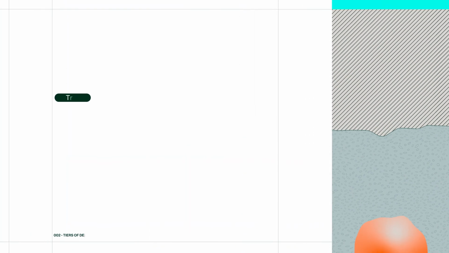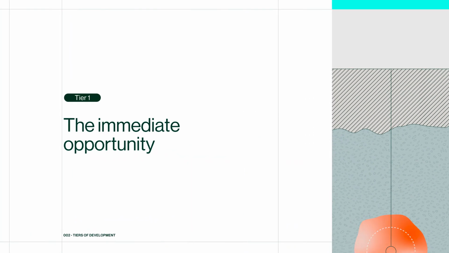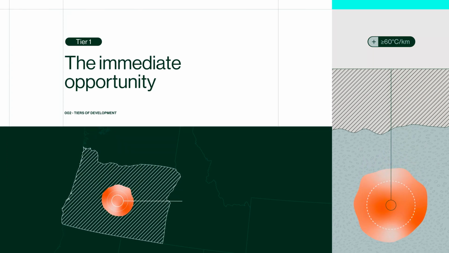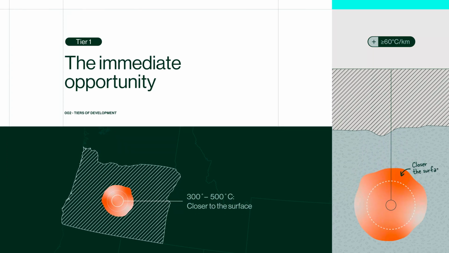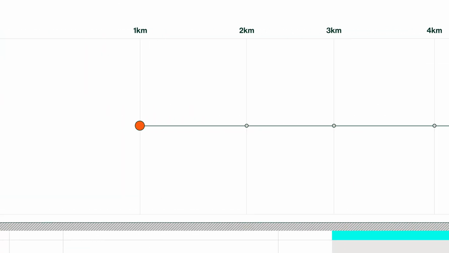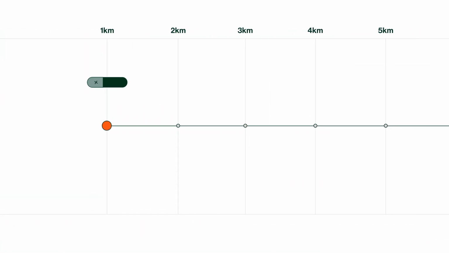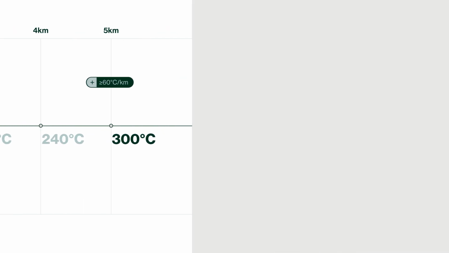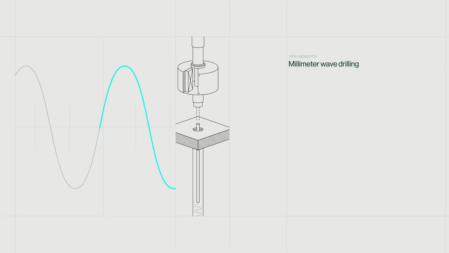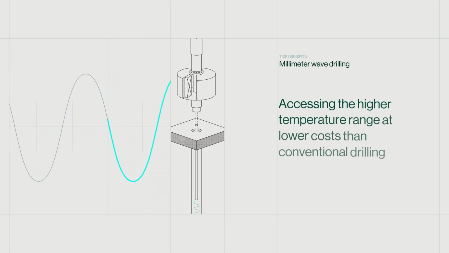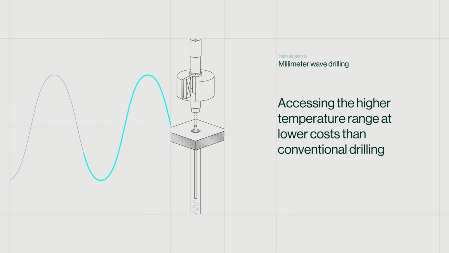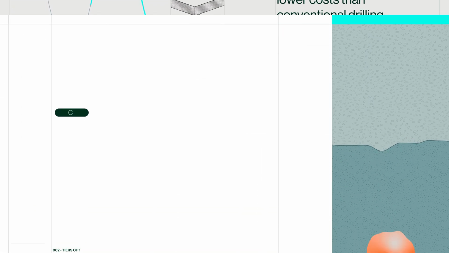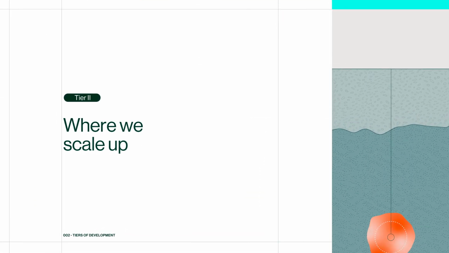Tier 1 is the immediate opportunity for our initial projects. These sites have the highest geothermal gradients, where temperatures of 300 to 500 degrees Celsius exist closer to the surface. For every kilometer drilled, the temperature rises by at least 60 degrees Celsius, making it easier to reach superhot conditions. While superhot geothermal temperatures at Tier 1 sites are accessible with conventional drilling, millimeter wave drilling improves the economics of accessing these higher temperatures.